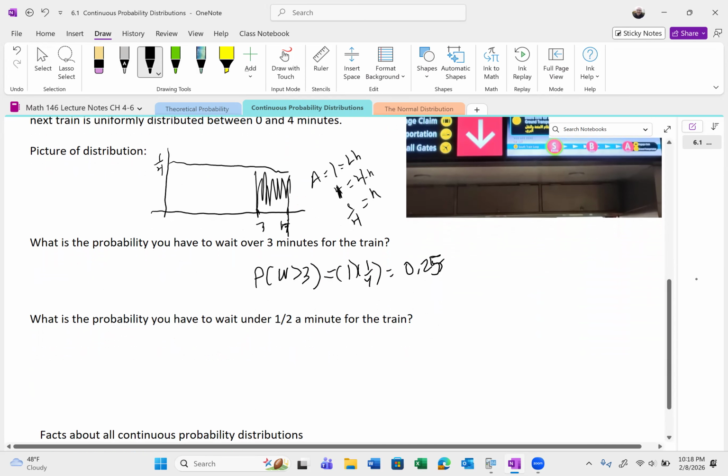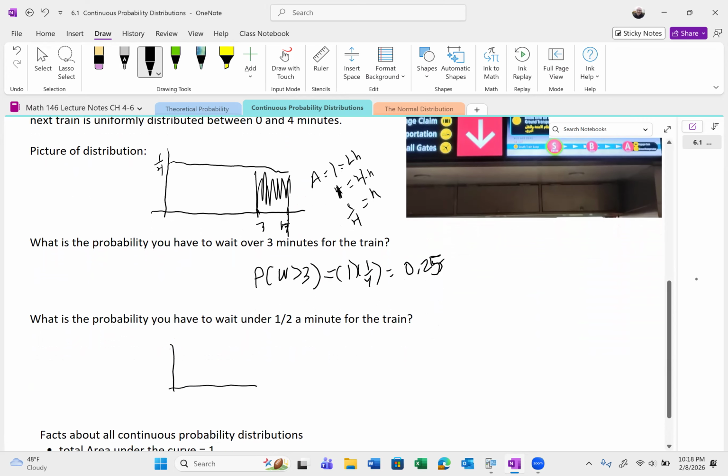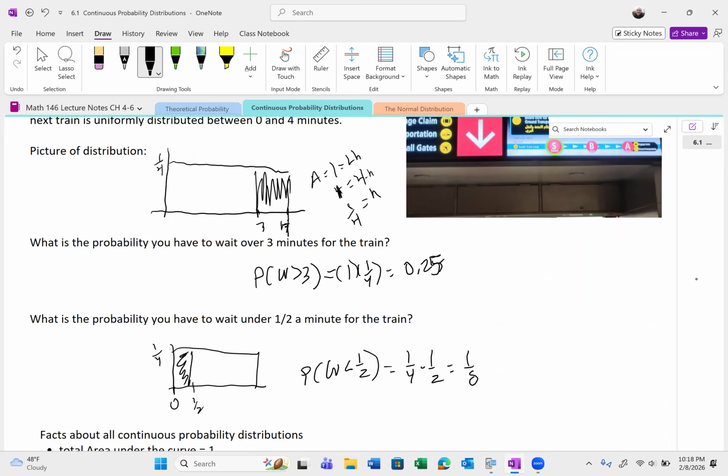If you want to know the probability that you have to wait under half a minute, I'm looking there on that uniform distribution. So 0 to 1/2 would be our width. Our height is still 1/4. So the probability of the wait time being less than 1/2 would be 1/4 times 1/2, which would be 1/8, 0.125, or a 12.5% chance. So you have a 12.5% chance of having to wait less than half a minute for the train to come up.